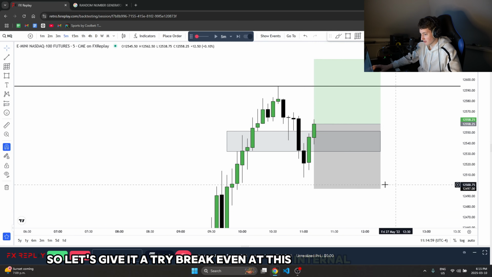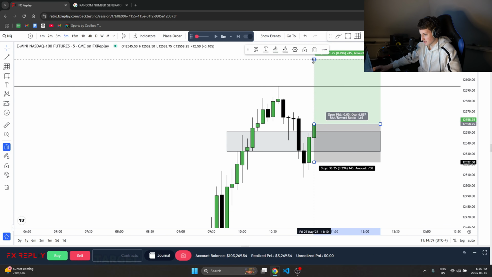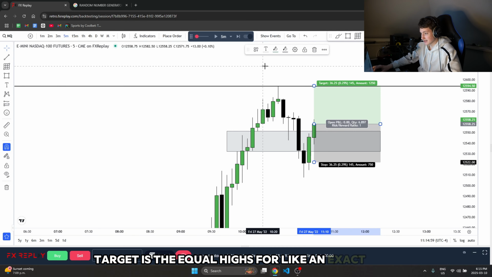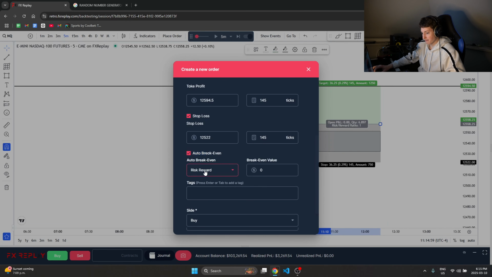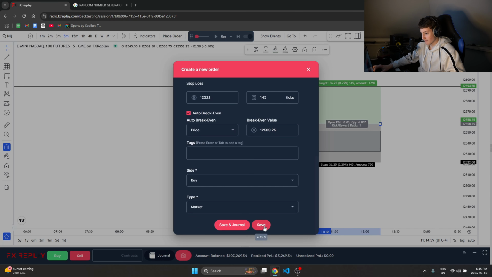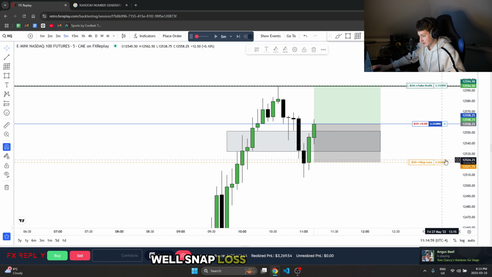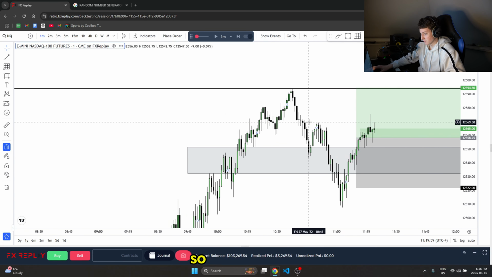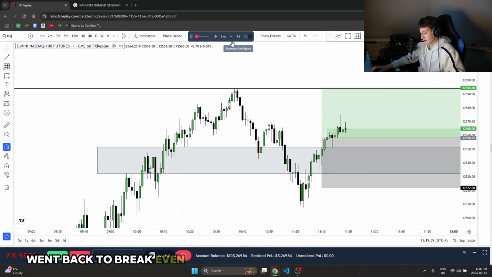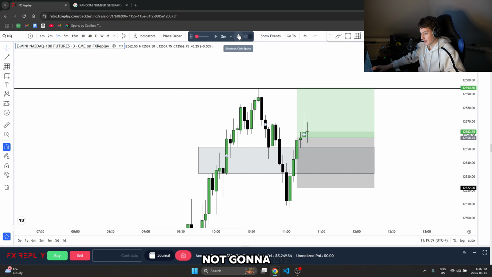Break even at this internal, stop loss here, target is the equal highs for like an exact 1-to-1. So we're longing pretty high up here. Oh, stop loss is where it was. And looks like we just got stopped at break even. So we hit the high, went back to break even. Probably still going for those equal highs, not gonna lie.